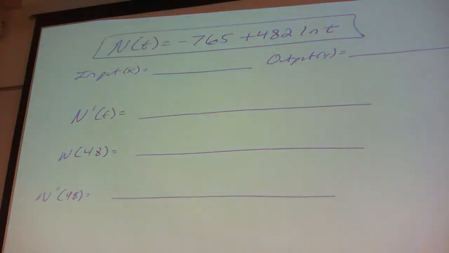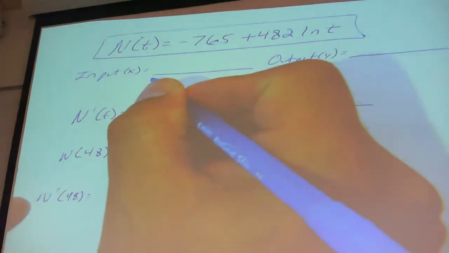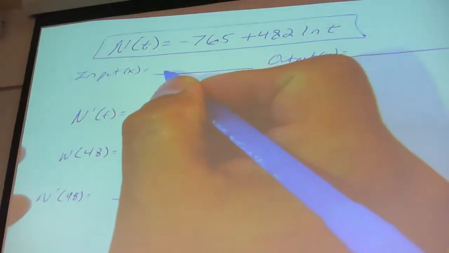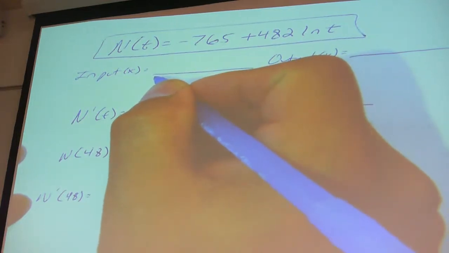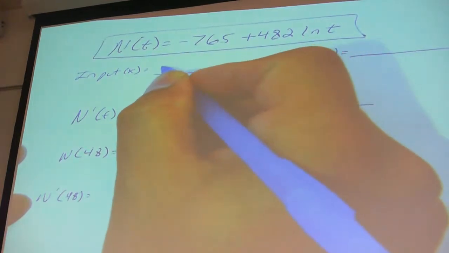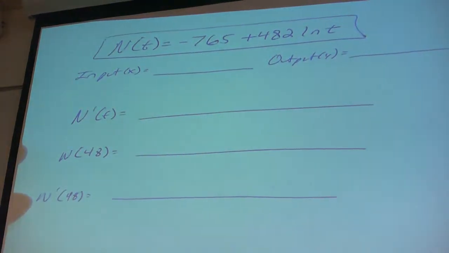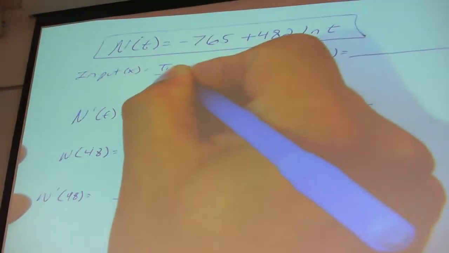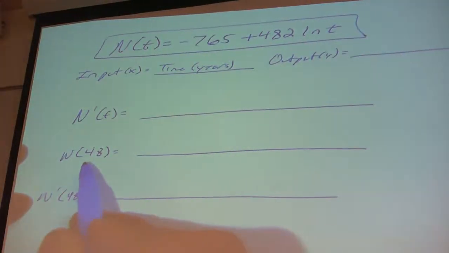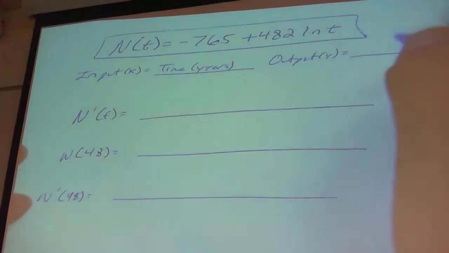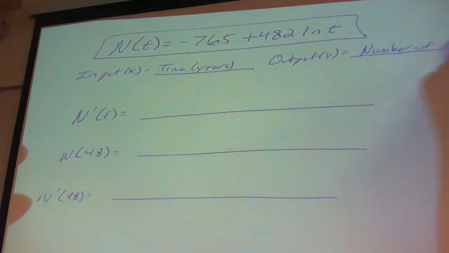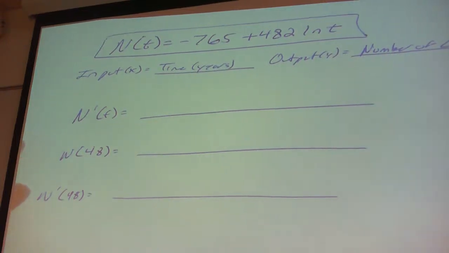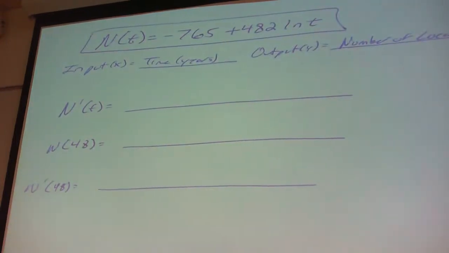So first of all, what's the input? Locations. No, what's the input? Oh, 48. What's the input in words? Time. Years. You're plugging in 48. 48 is 48 years. What's the output? Number of locations. If you don't know that, you're not able to do any word problems. Input, output is how it all begins.